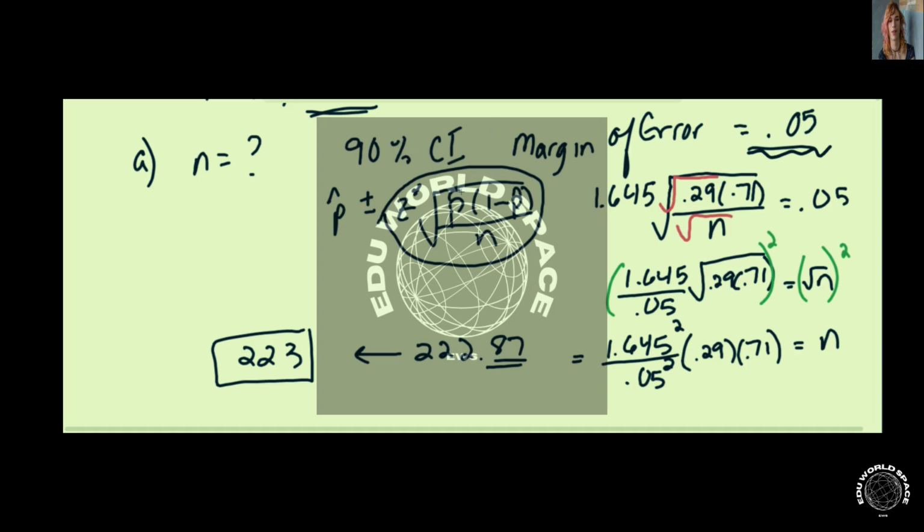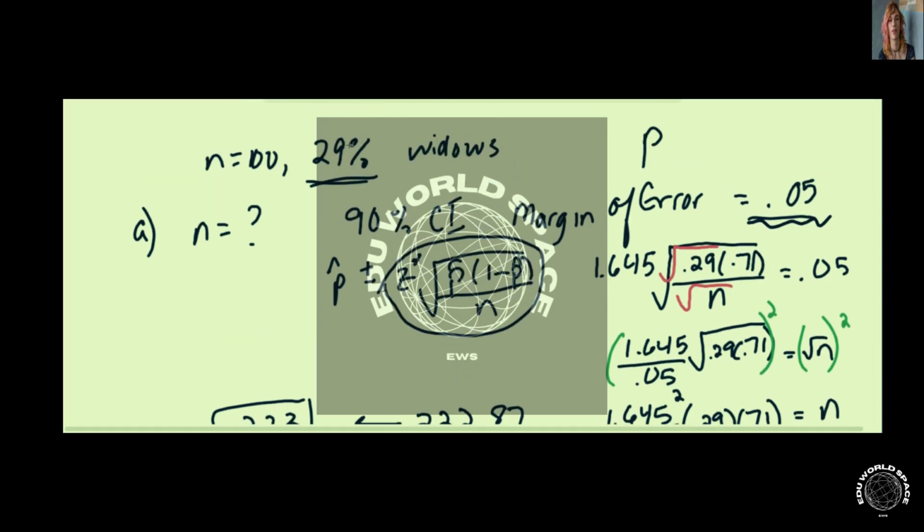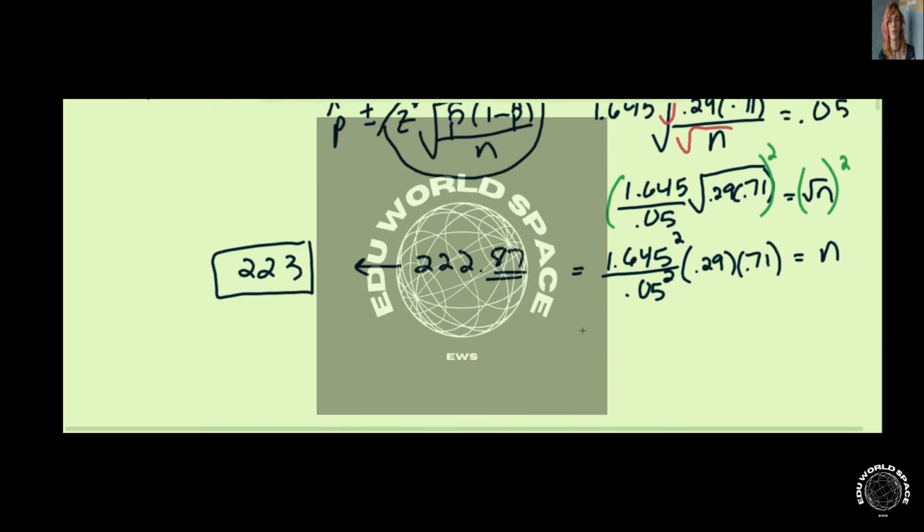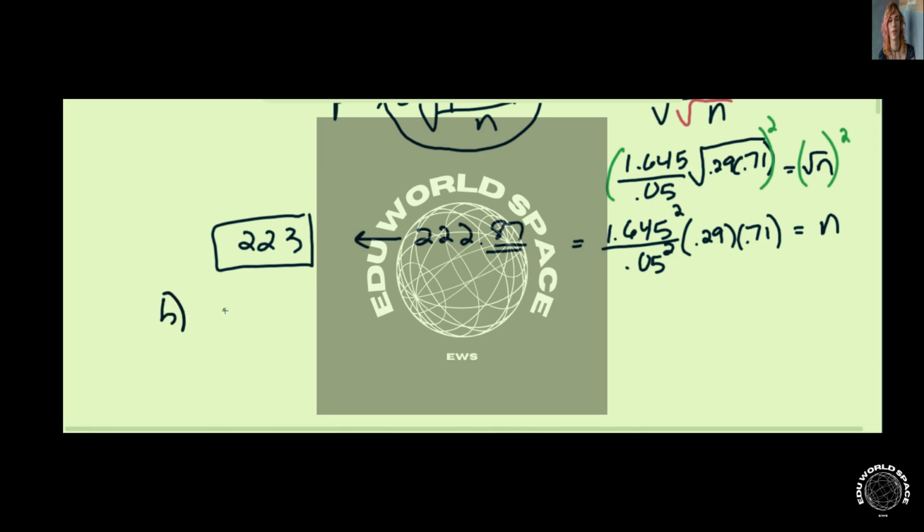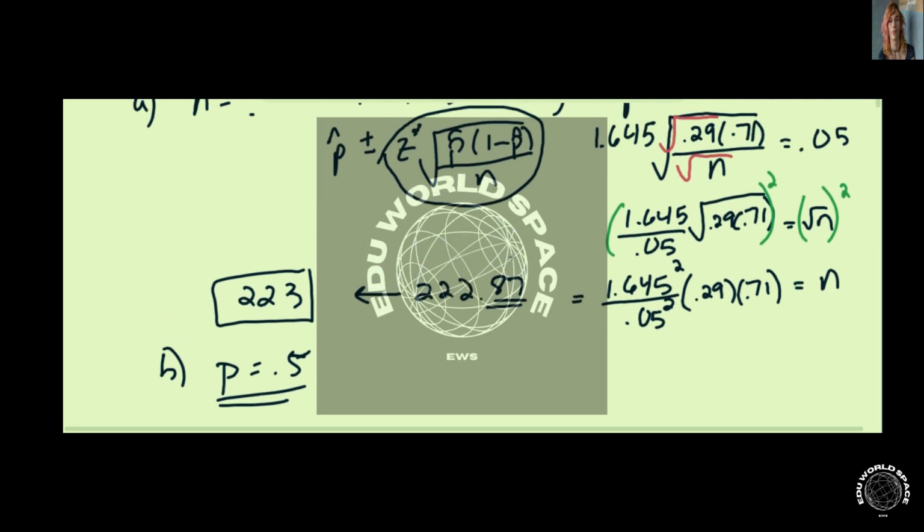Now, the next question asks what we would do if we didn't have an idea. If we didn't know what the percent was for widows, would it be close to 50%? Like 2%? Close to 98%? If we don't have an indication of what it is, our safe number to use is 0.5. That's generally what you use if you have no idea. So I would go back and use 0.5 here and 0.5 here.